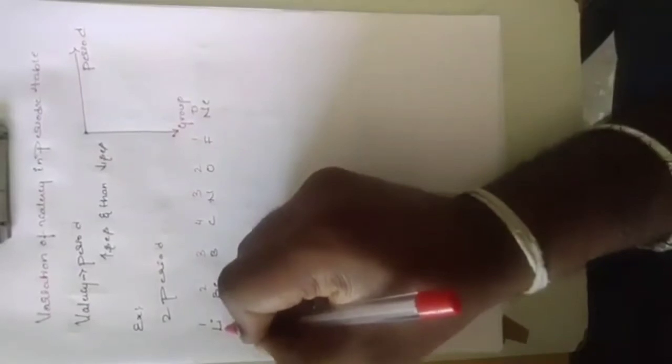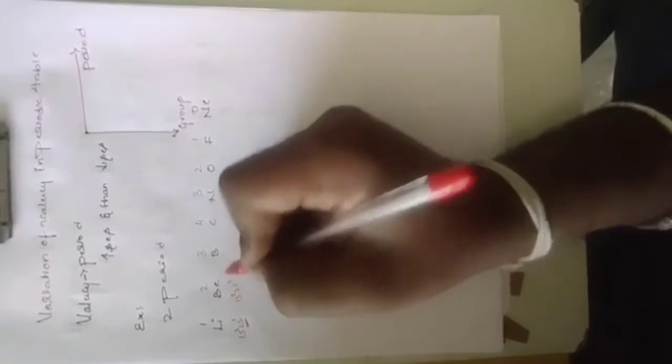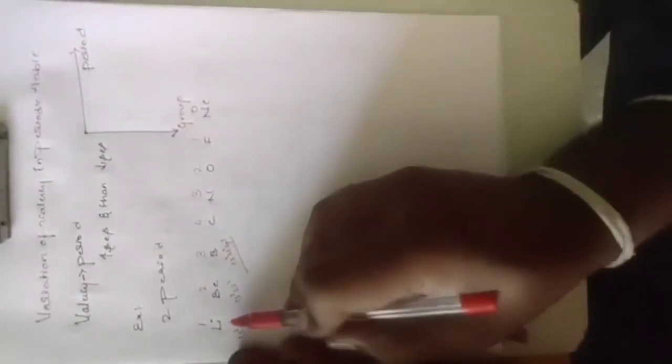For lithium, as already explained, the configuration is 1s2, 2s1, so 1 valency occurs. Beryllium is 1s2, 2s2, so 2 valencies. Similarly for boron, 1s2, 2s2, 2p3. In the second period, and in periods generally, the valency starts by increasing and then decreases. Can you understand this in a period?